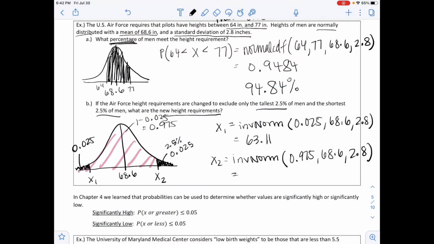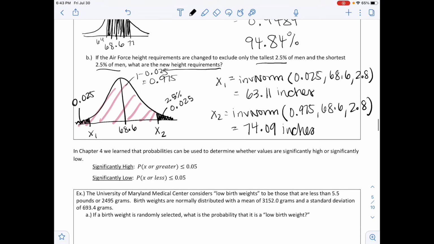For x1, we get 63.11 inches. Make sure to put your units, so that way you know it's not feet or meters or centimeters. And then 74.09 inches. So these would be new height requirements that would exclude the tallest 2.5% and exclude the shortest 2.5% of men.